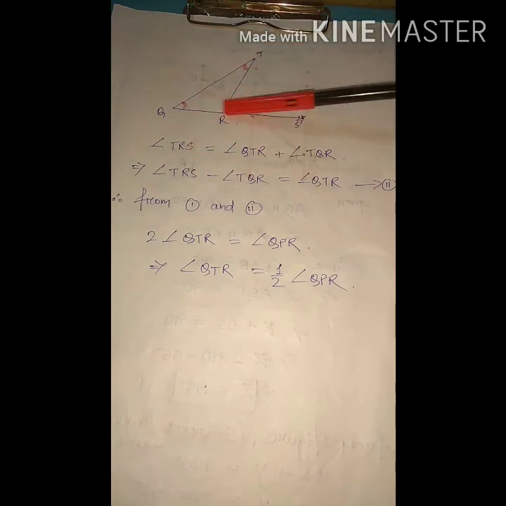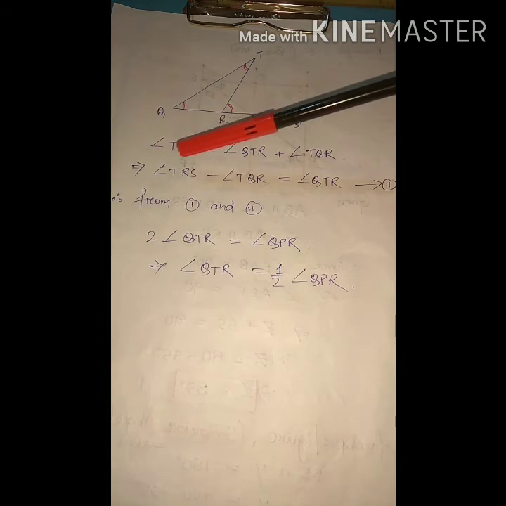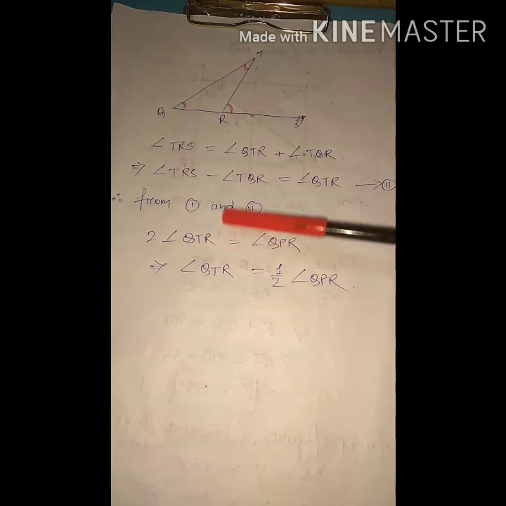So for the exterior angle TRS we write, and the opposite 2 interior angles are, one is QTR, this one, and another one we write here, TQR, this one. So we shift this TQR to the left hand side. In equation number 1, we get 2 times TRS minus TQR. So in place of TRS minus TQR, we put QTR. So that's why from 1 and 2, if you put in place of TRS minus TQR, then we get 2 times QTR equal to QPR.